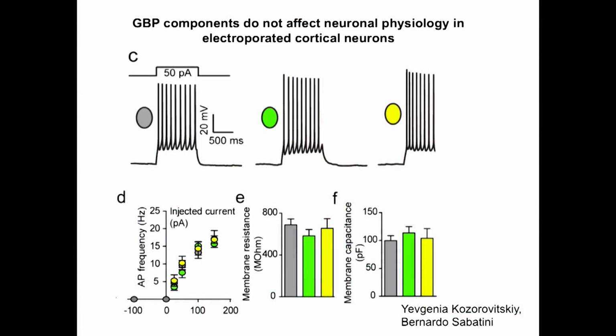These are the trains of action potentials from injection of current. So a non-electroporated cell, a GFP only, or a TD tomato cell, and you can see they look quite similar. If she quantitated that, you can see that down here. There was no perturbation of the action potential frequency from the introduction of all of these components. There was no change in the membrane resistance or capacitance. So this then says it is possible to add all of these components and still carry out physiology.